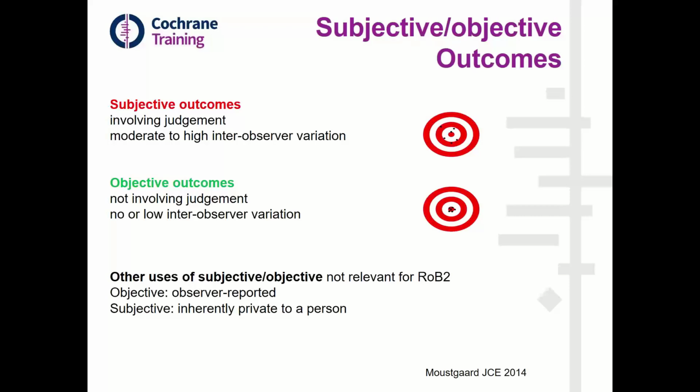So subjective outcomes are basically in context of RoB 2 outcomes involving judgment. We could think of that as outcomes with moderate to high inter-observer variation, whereas objective outcomes are those involving very small or no judgment, no or low inter-observer variation. The terms are used differently in other contexts. Sometimes subjective outcomes would be regarded as observer-reported, and subjective outcome would be something that is a sentiment or a feeling that is inherently private to a person, but these are not the ways the terms are used in RoB 2.